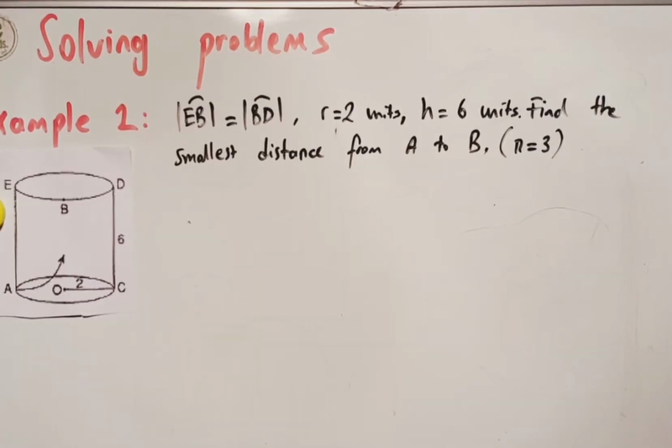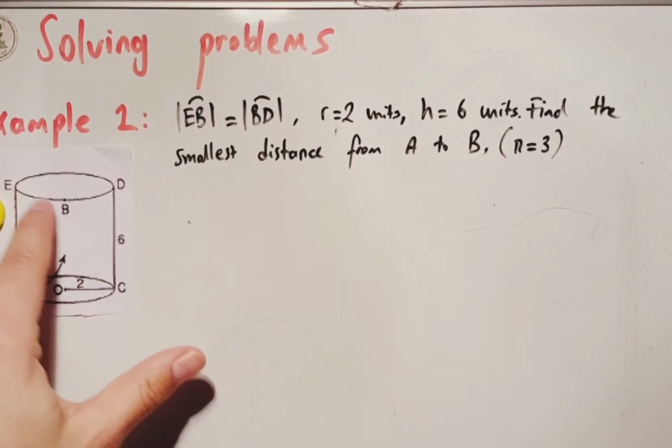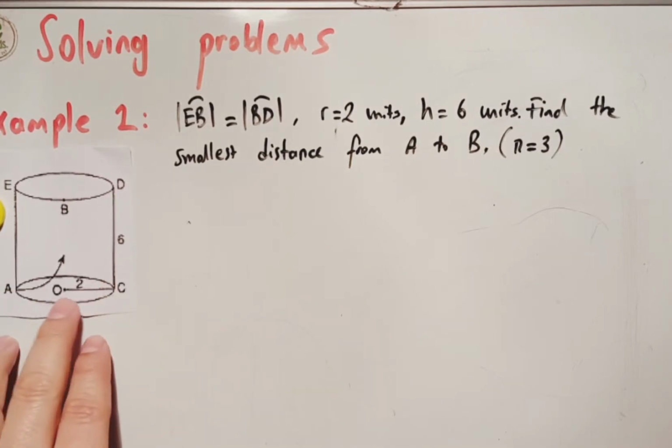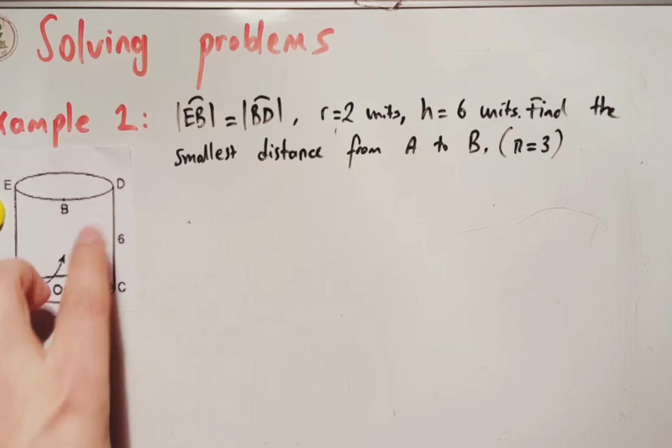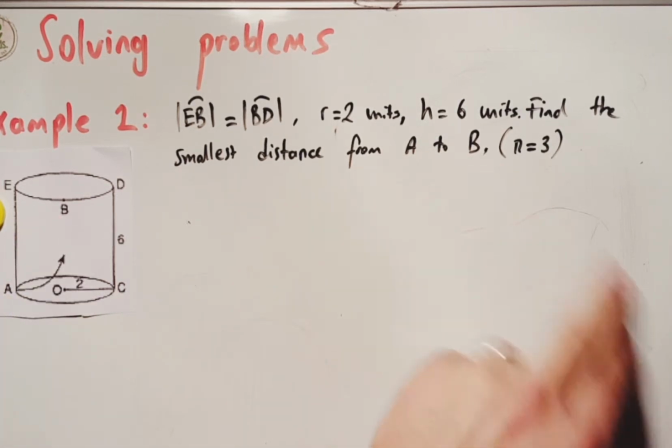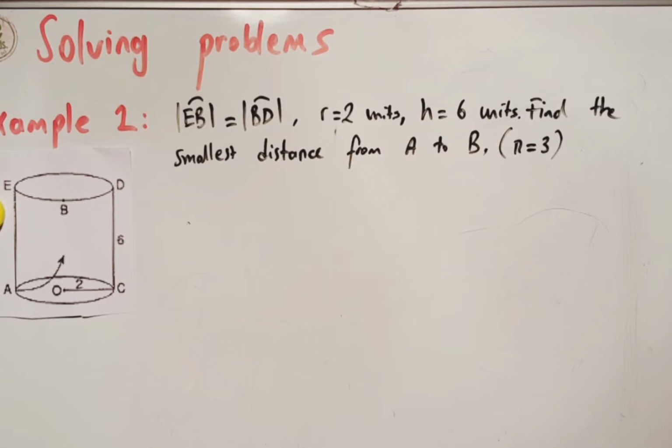An example: the length of the arc EB is equal to the length of the arc BD. The radius of the cylinder is 2 units. The height of the cylinder is 6 units. We have to find the smallest distance from point A to B, and we have to take pi as 3 units. Okay, so let me show you this.